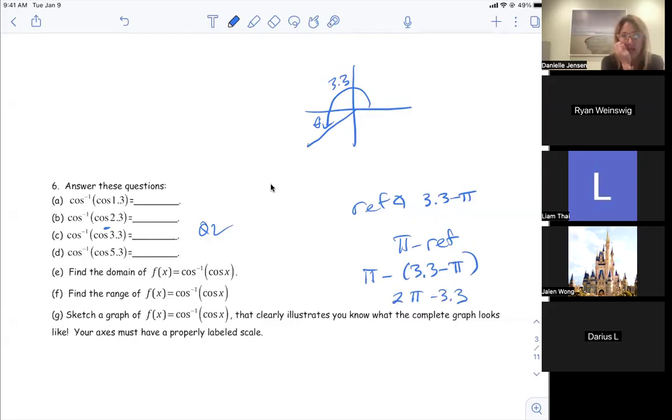Okay, thank you. Yeah, because sometimes it's confusing to think, am I going to pi? How do I get there? Always a safe bet is you can find the reference angle. And once you have a reference angle, you can find any quadrant you want.